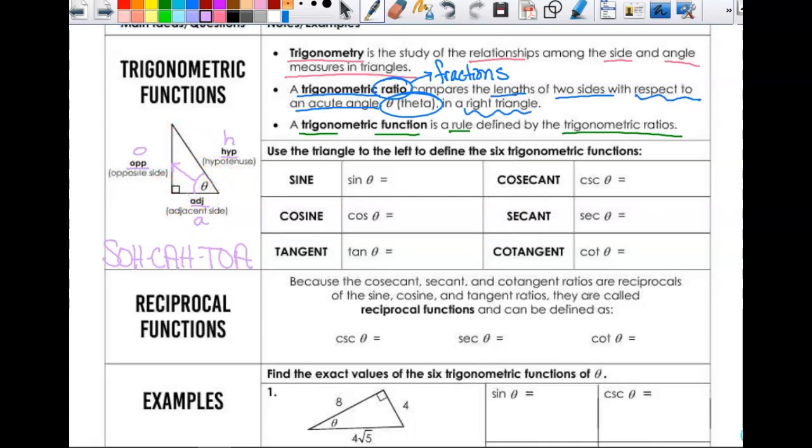I ain't reteaching you how to label triangles if you don't know what the hypotenuse is. You're in the wrong class if you can't figure out the hypotenuse. I'm sorry. We don't have time for that.